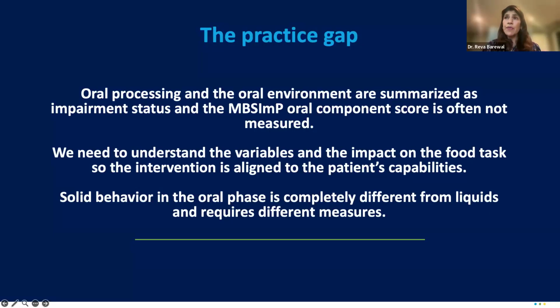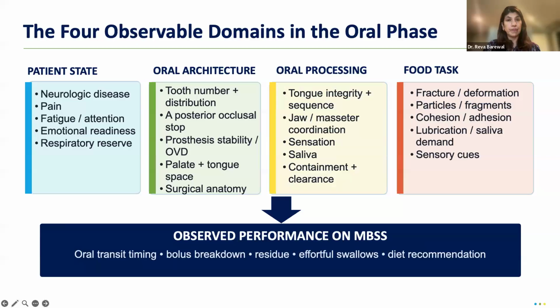The other thing I want to mention is that solids and their behavior are not like liquids. With liquids, we're seeing more containment and propulsion. And with a solid, the patient has to transform that food while it's in the mouth: place it, process it, gather it, lubricate it, and then transfer it. So if we want to understand solid performance, I think we need to look beyond a single impairment score and start describing the oral task in more detail. So here's a model that I created that I'd like to dissect a bit.